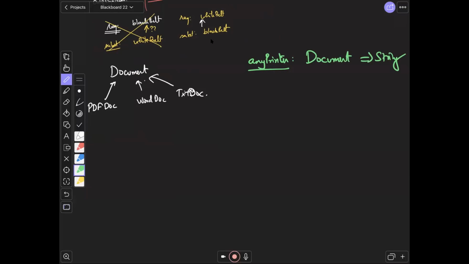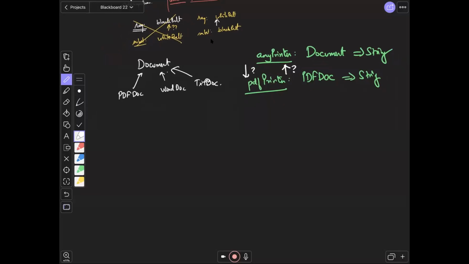Whereas let's take a PDF printer that can take just a PDF document and output a string. Now tell me, in which direction does the subtyping go? Does it go from any printer to PDF printer, or does it go from PDF printer to any printer? Which direction does the subtyping go? Any printer to PDF printer. Apply Liskov substitution principle, right? Why? Okay, let's do the Liskov substitution principle test.